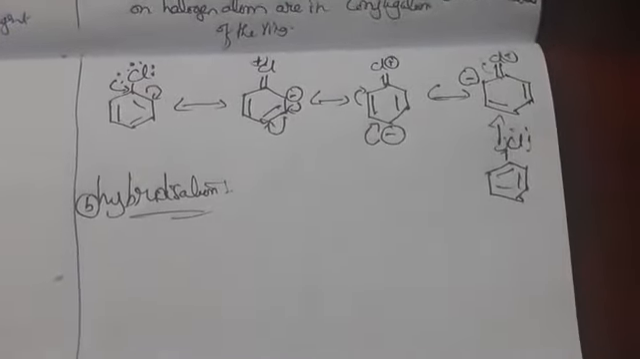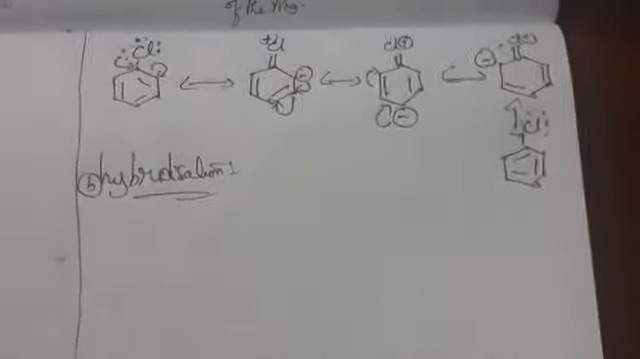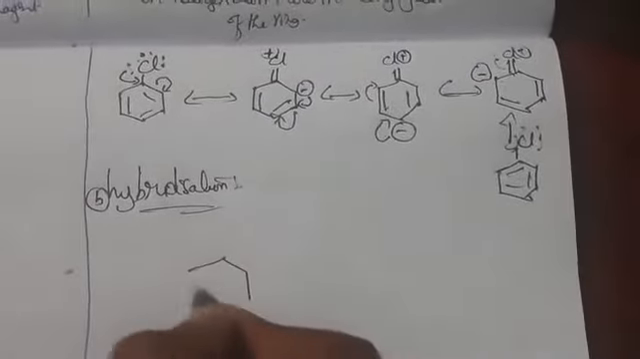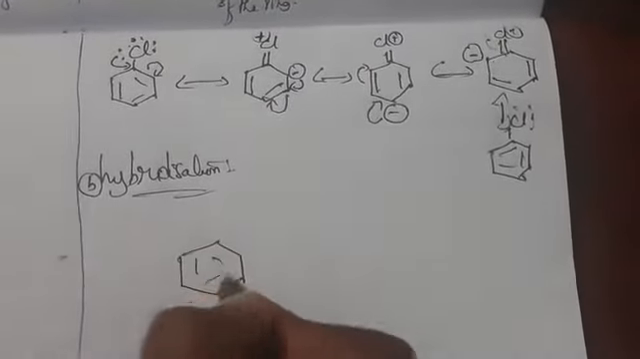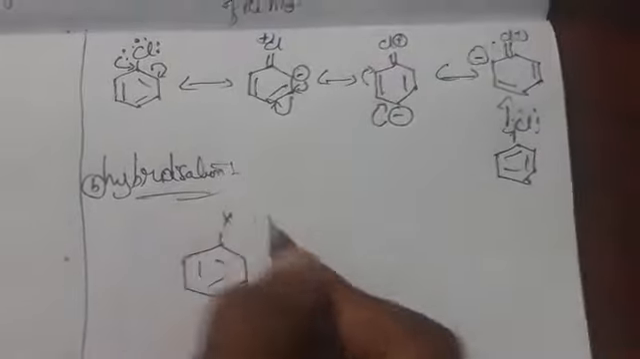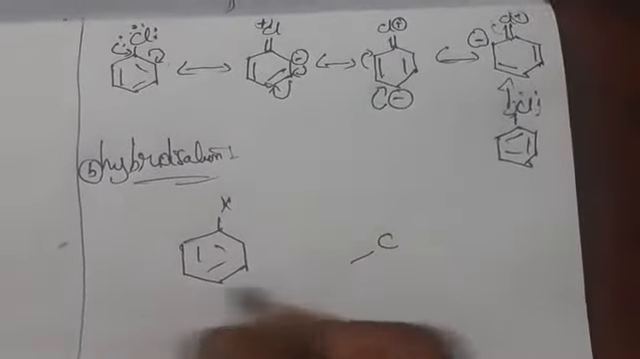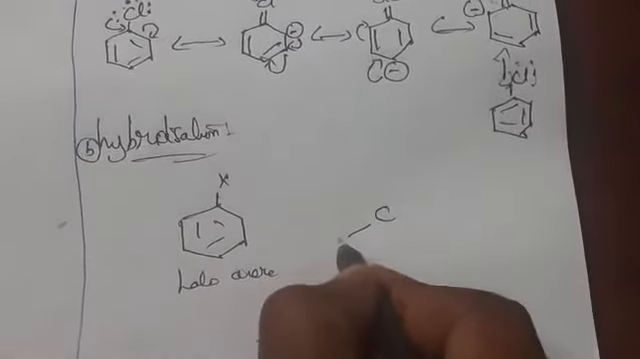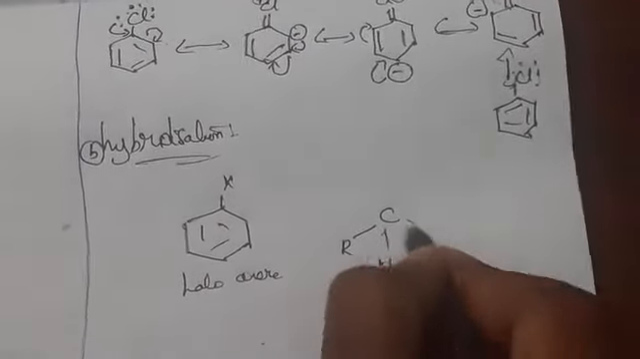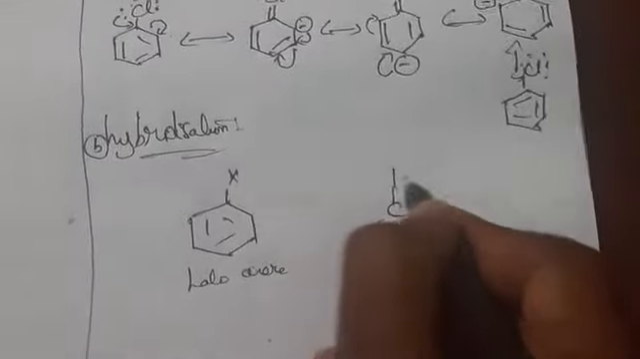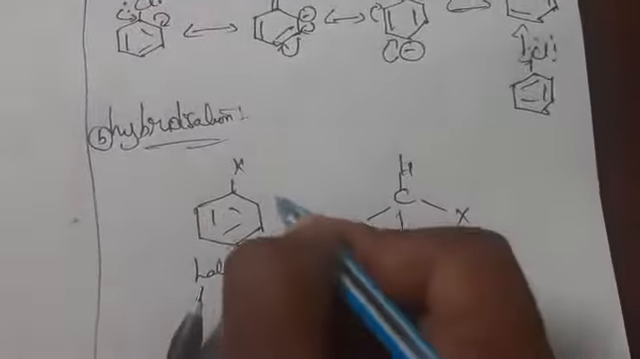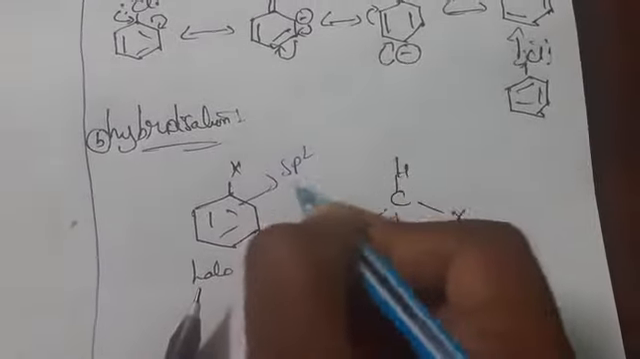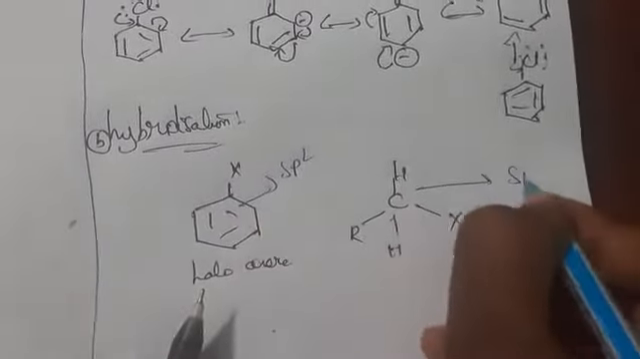So hybridization is nothing but what here? If you take this, a benzene ring, this is a haloarene, and this one is a haloalkane, R, H, X, and H. So this is sp3. By this we can say this benzene is sp2, and here it is sp3.